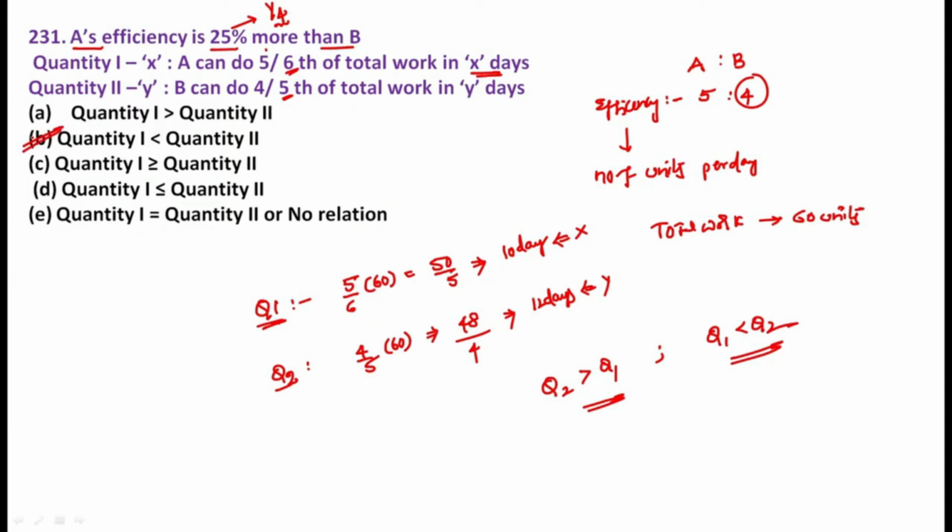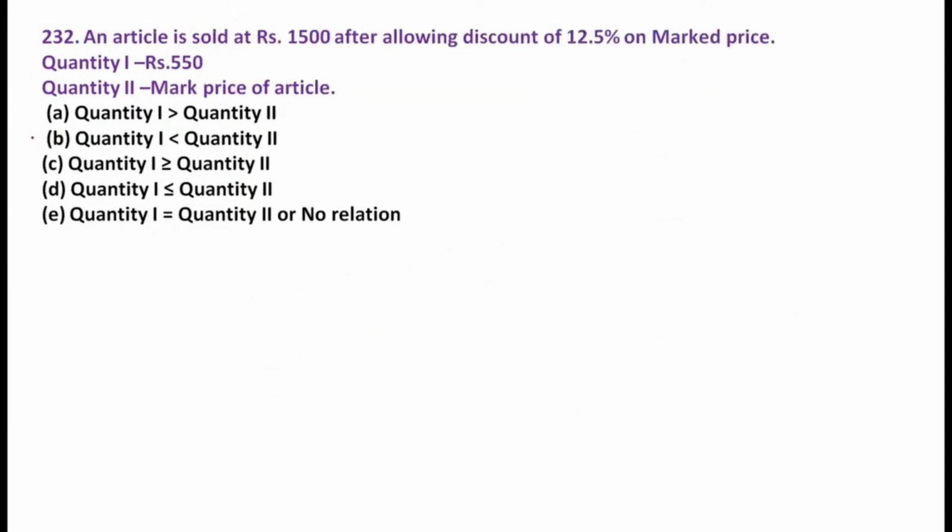Everyone concentrate on the calculation and see one more question. Now see guys, an article is sold at 1500 after allowing a discount of 12.5% on market price. If 12.5% you already know is a value of 1 by 8, it means if I take market price equal to 8 units, discount is 1 unit, definitely the selling price is equal to 7 units.